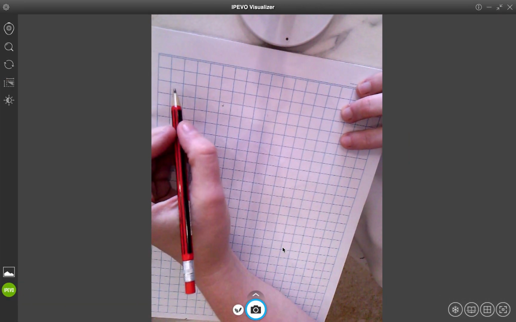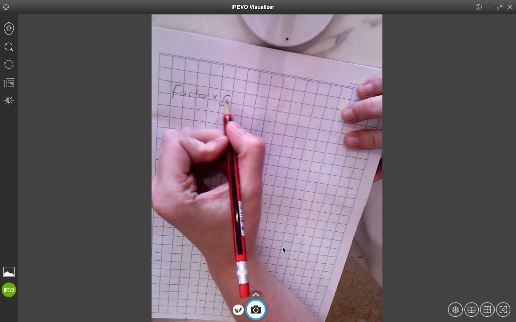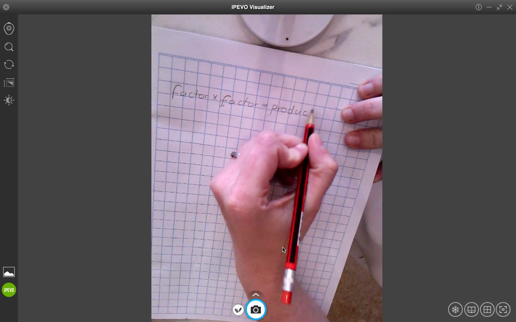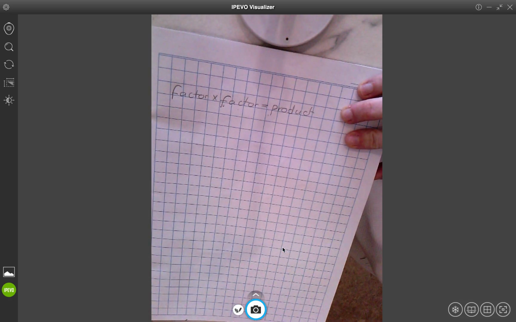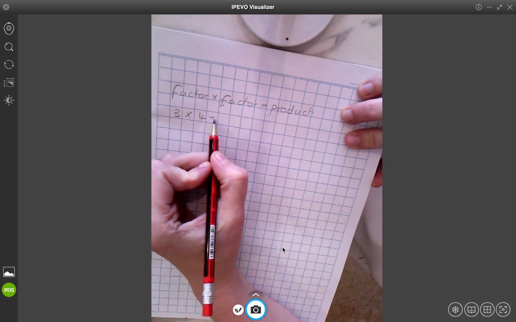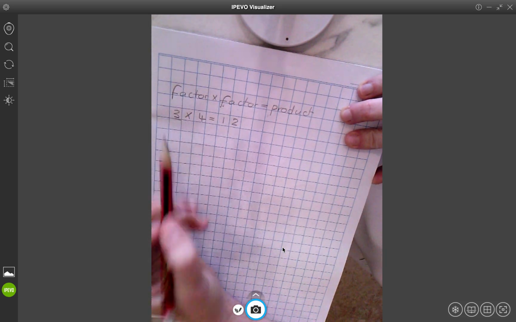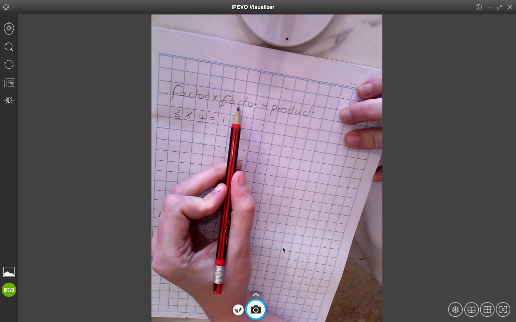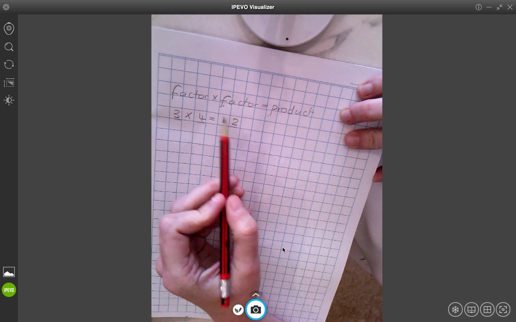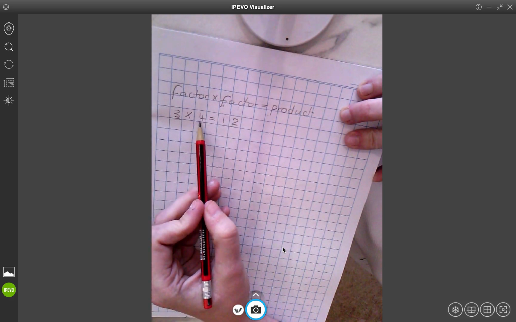All right, so basically a factor multiplied by a factor gives you a product. Okay, so let's have a look at an example of this. Let's go 3 times 4 equals 12. So that would mean that 3 is a factor and 4 is a factor, and the product of 3 and 4 is 12. So 12 is the product, okay? So if we're looking at factors of 12, we've got 2 there already.